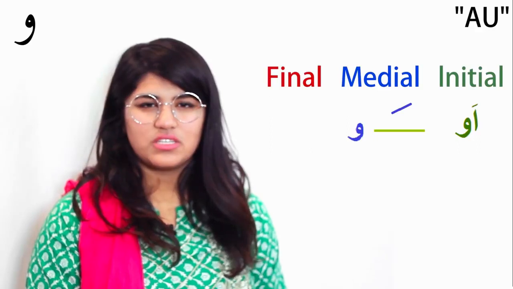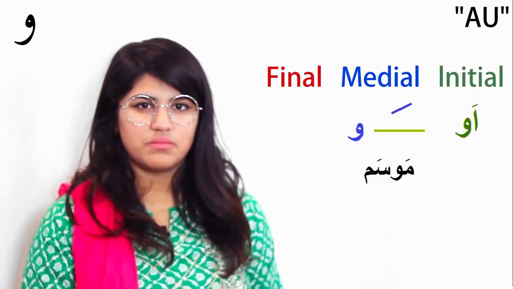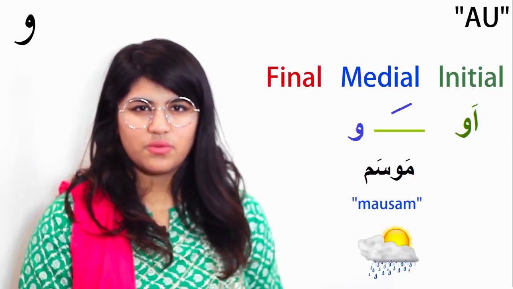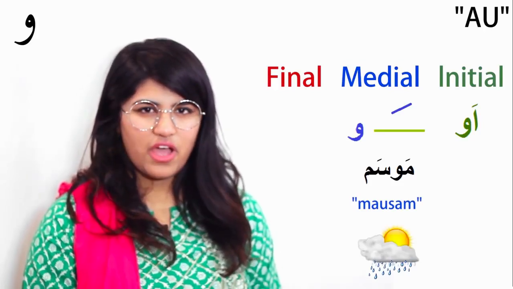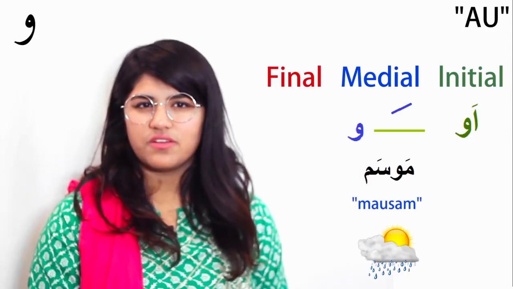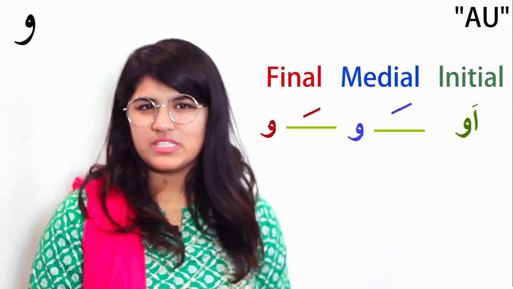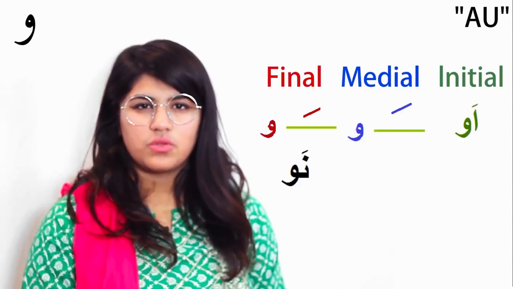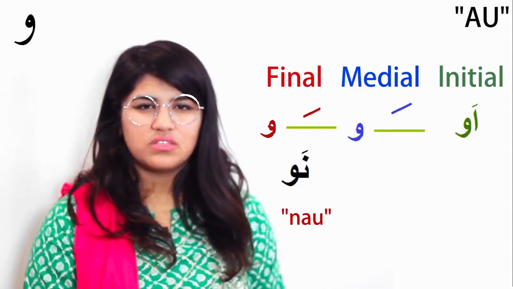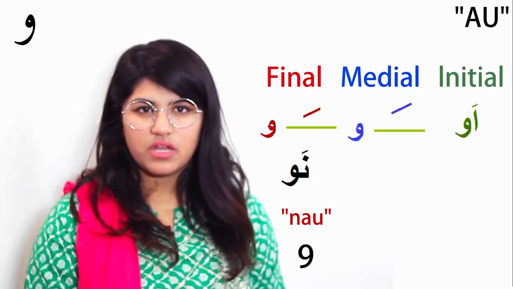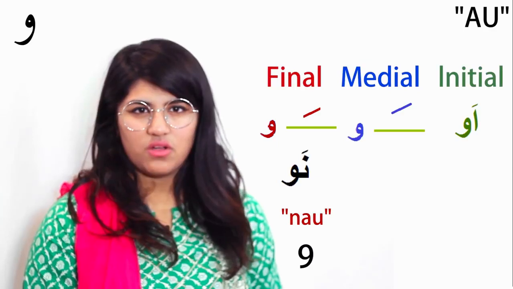For the medial position, you have the word mosam. Mosam with a zabr, then your vowel, and then the rest of your word. For your final position, you have the word no. No means 9 in Urdu. So you have your zabr on the noon and your vowel.